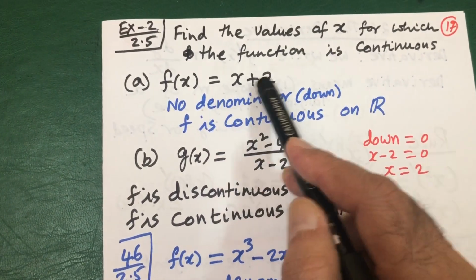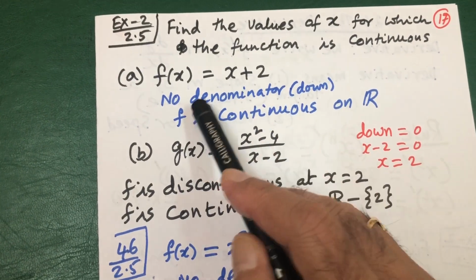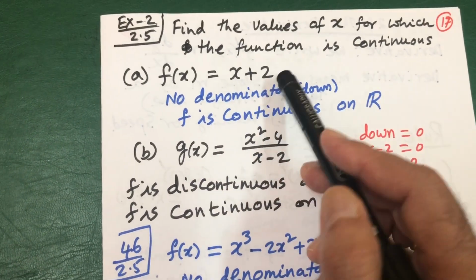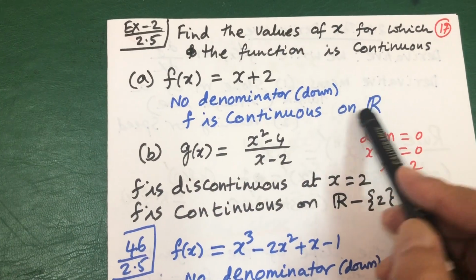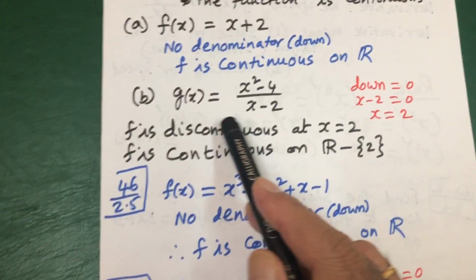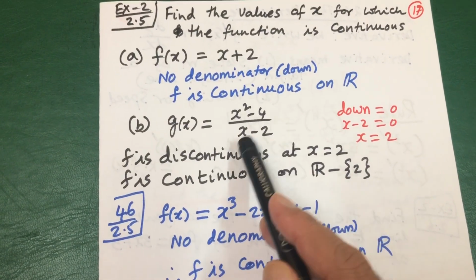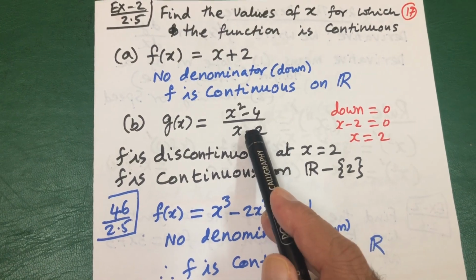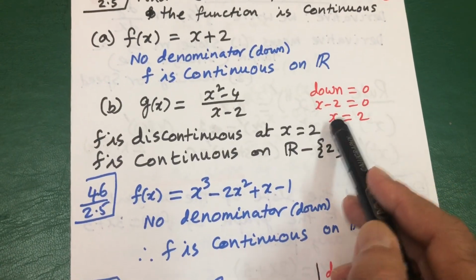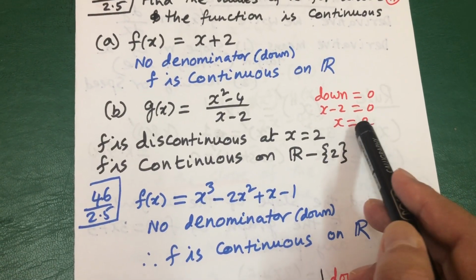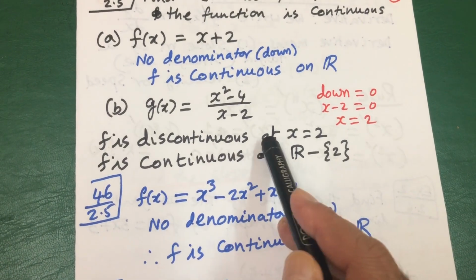Here f(x) is x plus 2. Is there any denominator? No denominator. No denominator means no problem. So f is continuous everywhere. Again, we'll see this. g(x) is equal to x square minus 4 by x minus 2. What is down? Down is 0. x minus 2 is 0. x equals 2. This is the problematic point. So this point is called the discontinuous point.